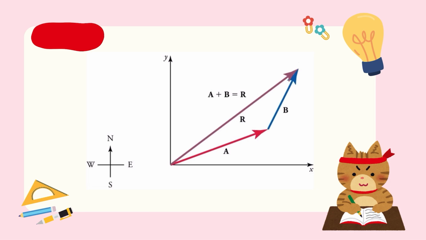So in a word, the triangle method means to connect a vector's head to another vector's tail, and then the third side of the triangle will be the resultant.